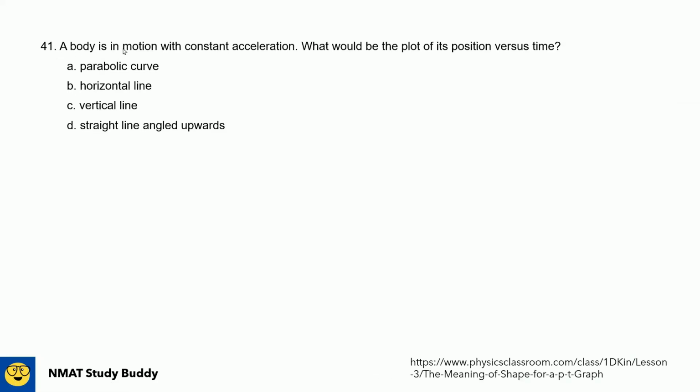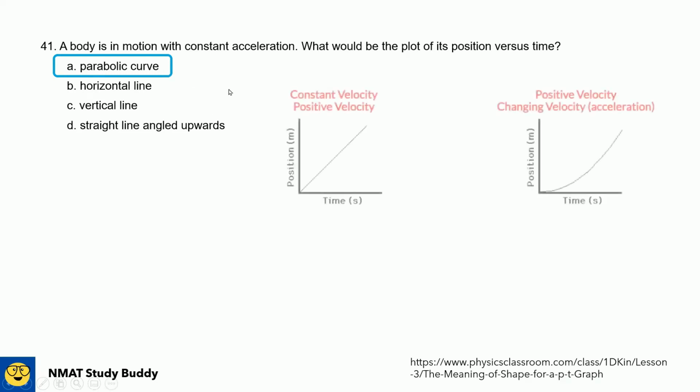Number 41, a body is in motion with constant acceleration. What would be the plot of its position versus time? So the correct answer here is letter A, parabolic curve. So this is what the position versus time graph looks like. When the slope is constant, its velocity is also constant, or there is no change in velocity, sorry. So when the object accelerates, or there is a positive change in velocity, the object goes faster, and it looks like this. A parabolic curve.